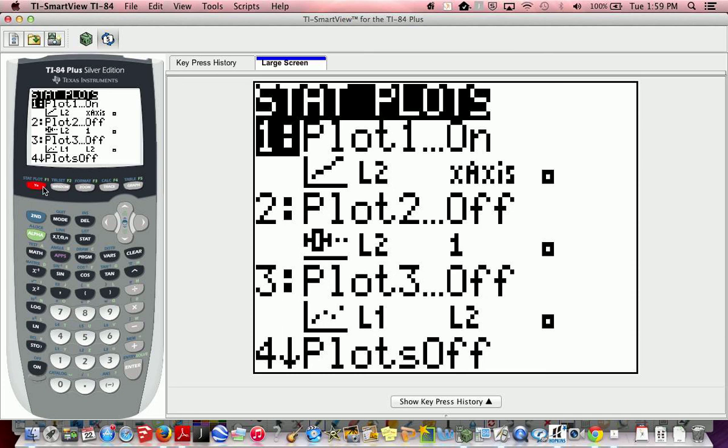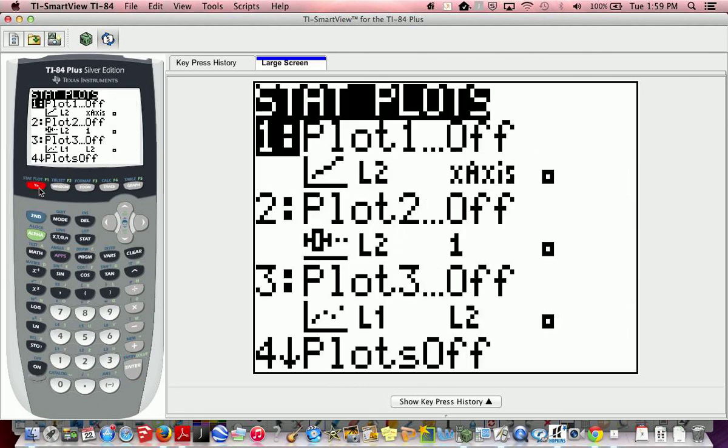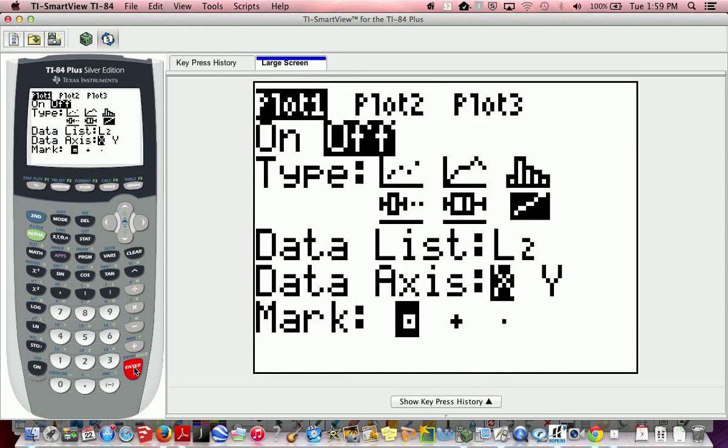So one of the things I am going to do right now, if you're following along, is hit 4 where it says stat plots off, and hit enter. This is going to shut them all off. I'm doing that on purpose so that when we hit graph, we don't get any errors, hopefully. So now, when I go back to my stat plot menu, second y equals, notice how they're all now off, off, off. I'm going to select the first one, highlight on, and hit enter to turn it on.